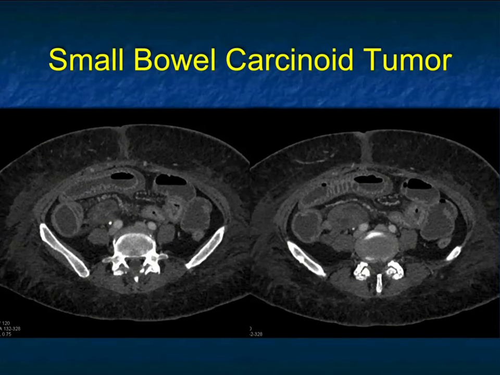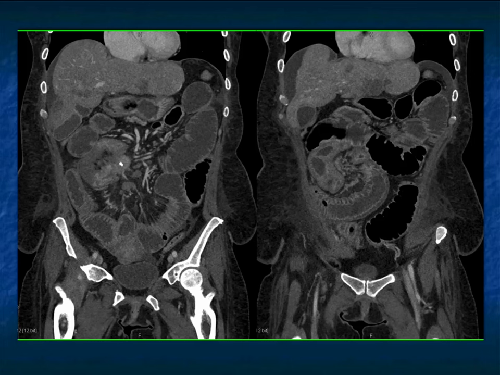Now, another thing about bowel presenting with ischemia, look at this case. The small bowel distally is markedly dilated, and the mucosal pattern shows increased enhancement. Could this be inflammatory bowel disease? I think so. Could this be ischemic bowel? I think the answer is yes.